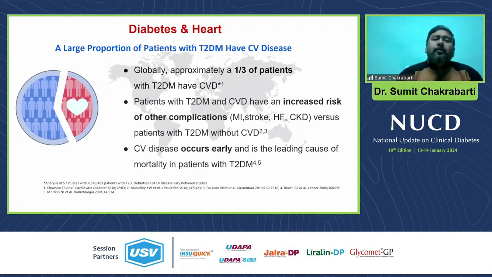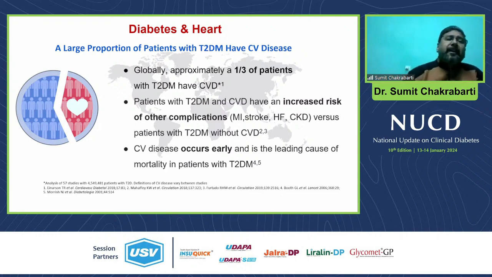Now, what about cardiovascular disease? This is much talked about. Every person present here knows a lot about diabetes and cardiac agglomeration. Globally, about one-third of patients with type 2 diabetes have cardiovascular disease, and they have an increased risk of other complications like myocardial infarction, stroke, heart failure. We know all of these things. So CV disease occurs early and is the leading cause of death.